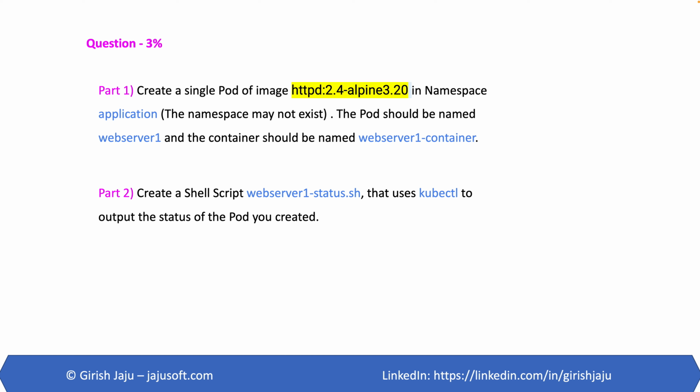The pod should be named webserver1 and the container should be named webserver1-container. So you have to be very careful. You create the pod, give it an appropriate name as asked by the question, create the container, name the container as asked by the question, and it has to be created with the correct image in the specified namespace. Part 2 mentions create a shell script and use the kubectl command to output the status of the pod you created.